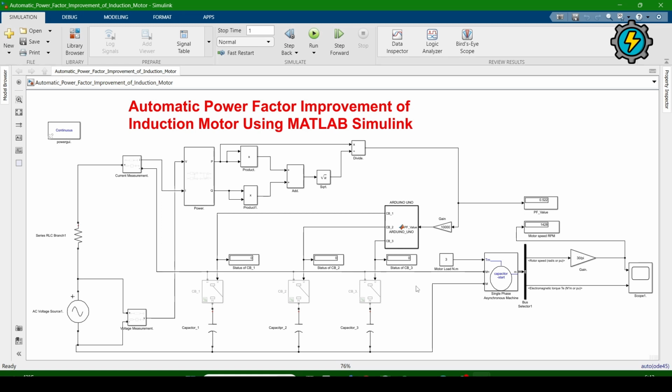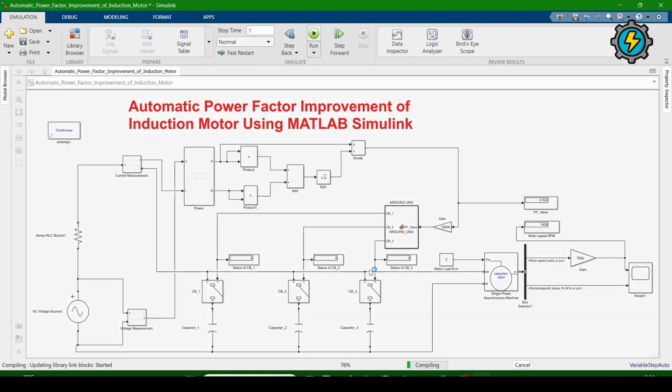So here first we will understand what value it is giving to us. It is giving us a value of 0.522 as the power factor. And here we are not connecting any capacitor with the induction motor. So now I am commenting this circuit breaker and applying 3 Newton meter as a load, and then we will see the functional performance of this simulation. So now run the simulation.